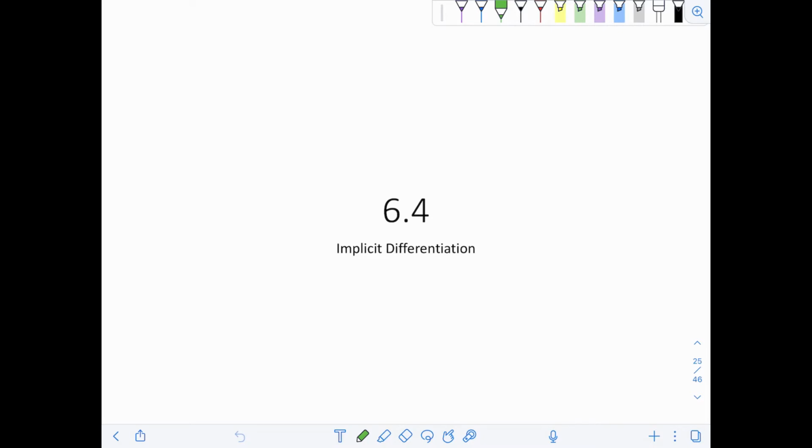In section 6.4, we're going to continue to take derivatives using all of the derivative rules that we've seen already. But we're going to need to pay close attention to whether we're dealing with an x variable or a y variable.